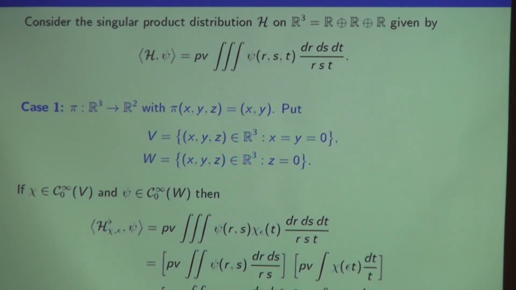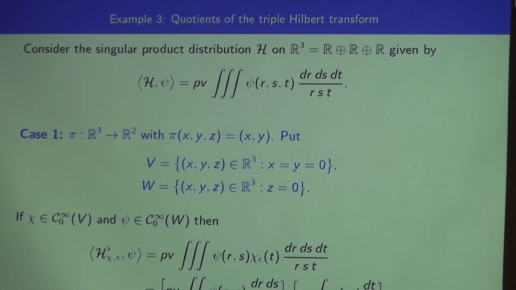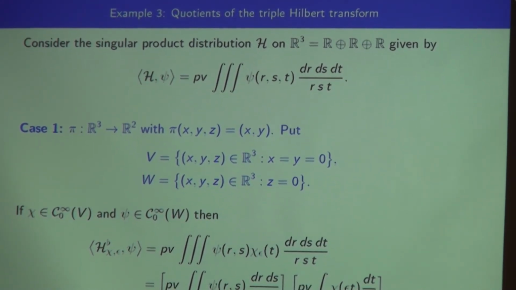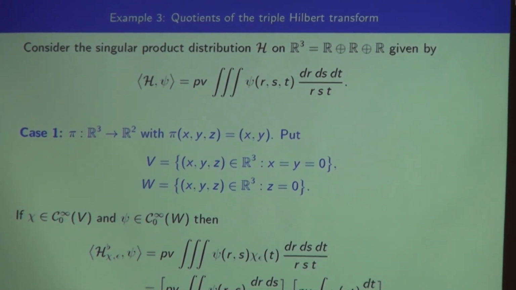So let's look at two examples. Well, one example with two subparts. Let's consider a triple Hilbert transform. This is much simpler than the examples that I started with. This is a distribution, a principal value integrated with respect to dr over r, ds over s, dt over t. And now let's consider two cases.